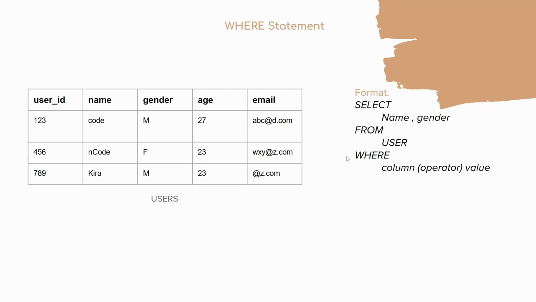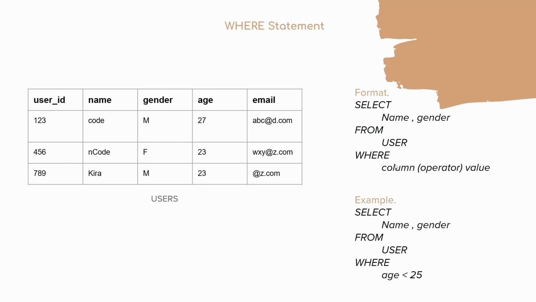After writing your select query, you write the where statement, whose format is something like this: column name, an operator in between them, and then the value, right? So column name, you already know, we have user ID, name, gender, age, email. On whichever column you want to apply the condition, you write it here, then the operator, then its value. If I take an example here, I want to fetch the name and gender of the users from the users table. So this is my select query. After writing the select query, I'll apply a condition where I want to select only users having age less than 25.